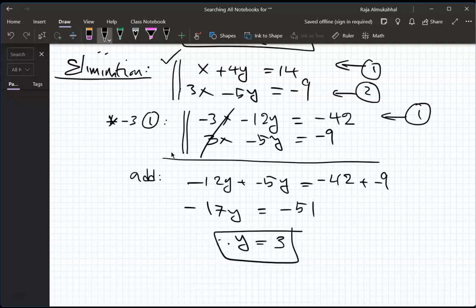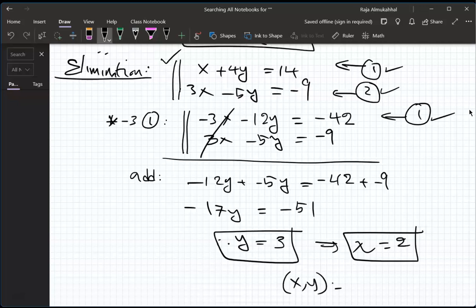And then I can take this and plug it into equation 1 or equation 2, it doesn't matter which one. And then with that, you'll end up getting x equals 2. So our system becomes, the solution is (2, 3). And there we go. This is how you solve it. Okay? Great. So that's basically how you do simultaneous equations.